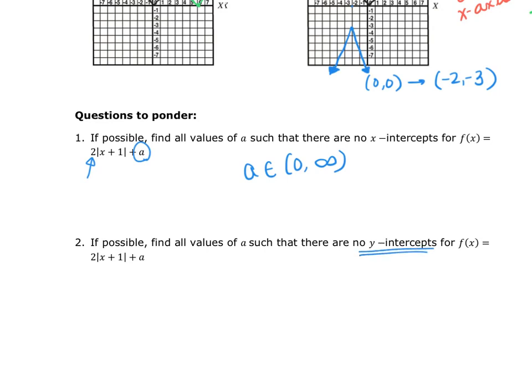And this is not possible for y-intercepts, because I'm always going to have a y-intercept. Unless I restrict my domain, I'm always going to have a y-intercept.